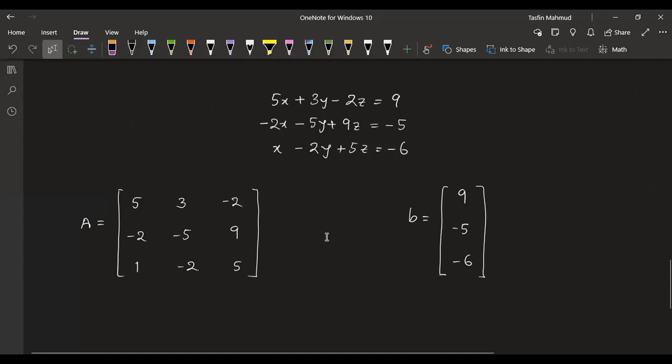Okay, so now we want to solve the value of the xyz from here, right? The xyz from here.